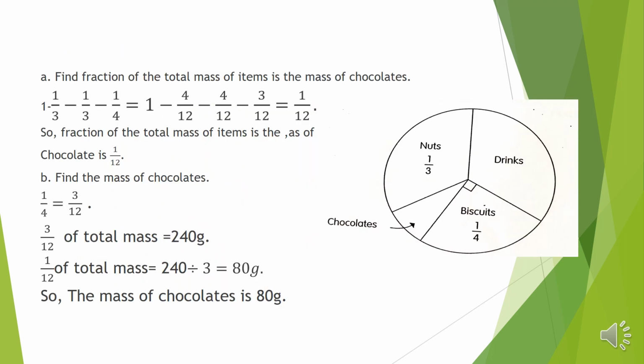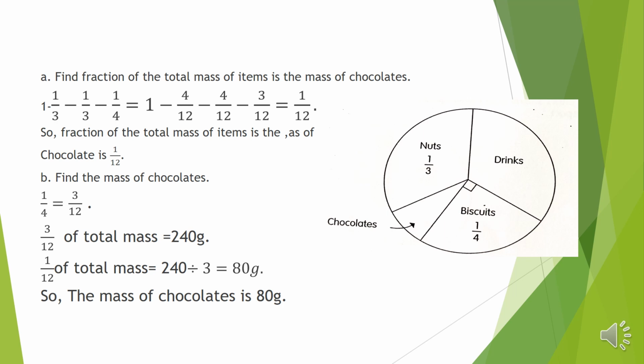Letter A. Find the fraction of the total mass that is the mass of chocolate. You know the whole of the pie chart equals 1. So we got 1 minus nut minus drink minus biscuit. And then we got 1 minus 1 out of 3 minus 1 out of 3 minus 1 out of 4 equals 1 minus 4 out of 12, minus 4 out of 12, minus 3 out of 12, because we find the common denominator equals 12. Then 12 minus 4 minus 4 minus 3 equals 1.